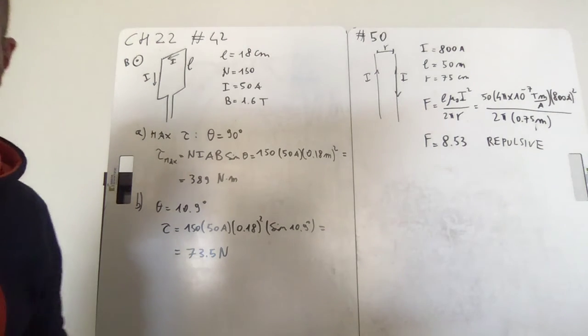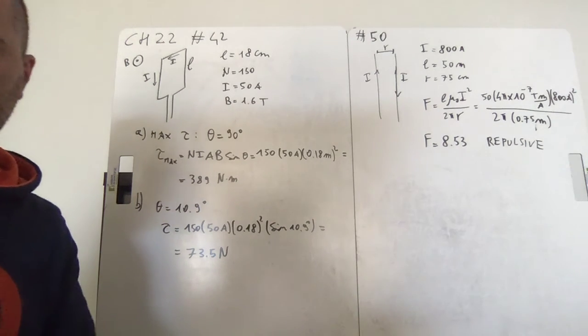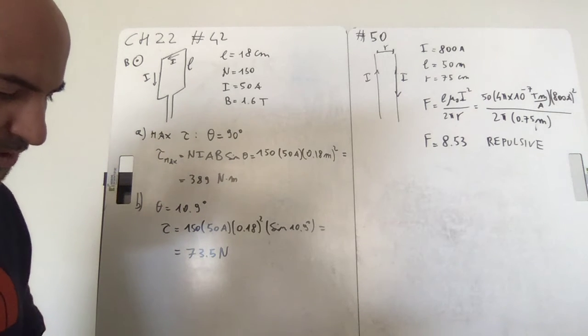Hello again. These are two more problems from chapter 22. The first one is problem number 42 from the end of the chapter.